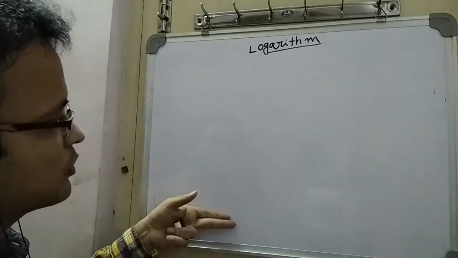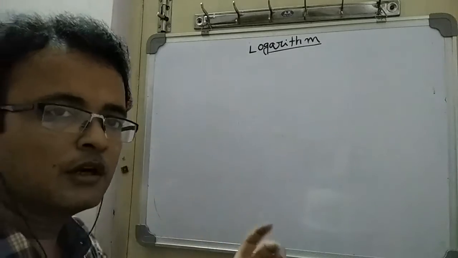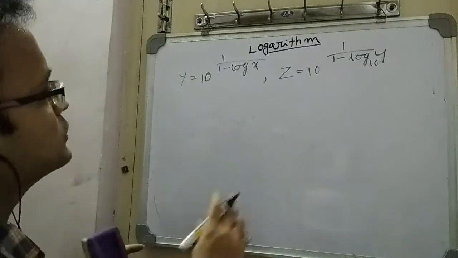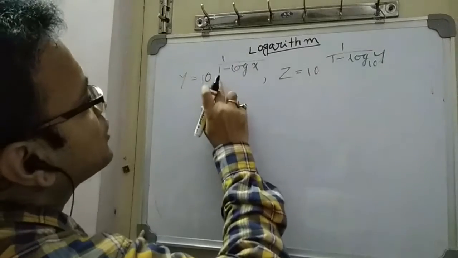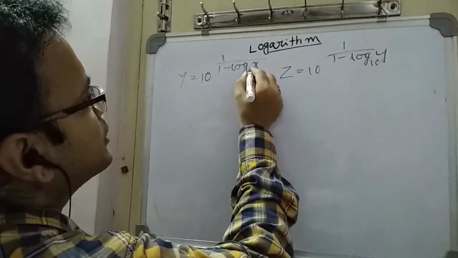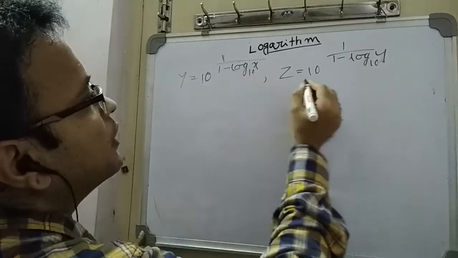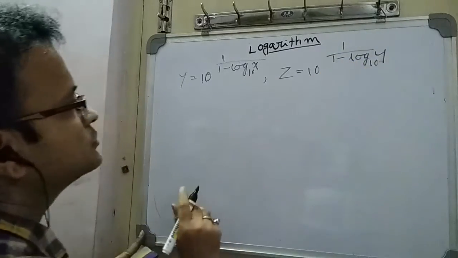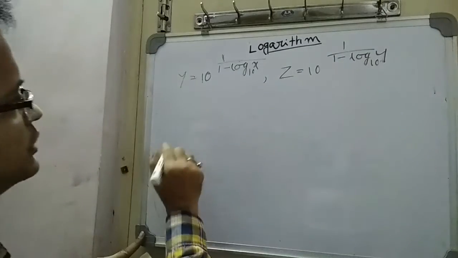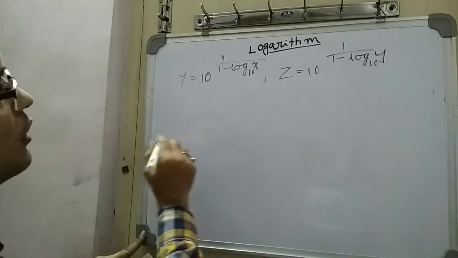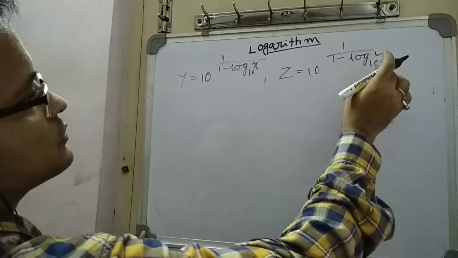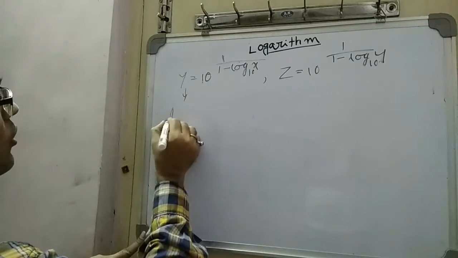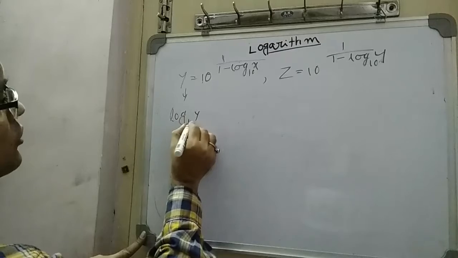So for any kind of logarithm inequality, you can just start from bottom to top: from what you need to prove, you reach some point which is obviously true, and from there you start. Okay, see, y equal to 10 to the power 1 by 1 minus log x, everything is base 10 here. z equal to 10 to the power 1 by 1 minus log y base 10. So we need to find the relation between z and x. So we need to eliminate y.